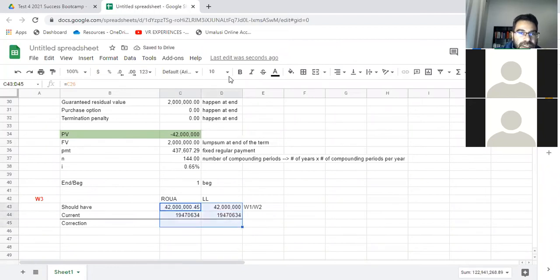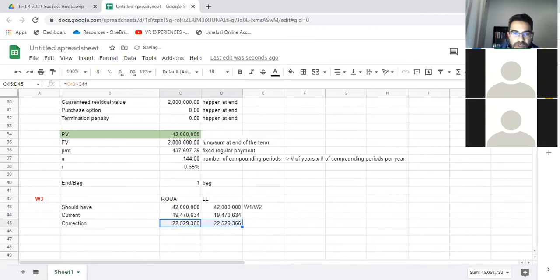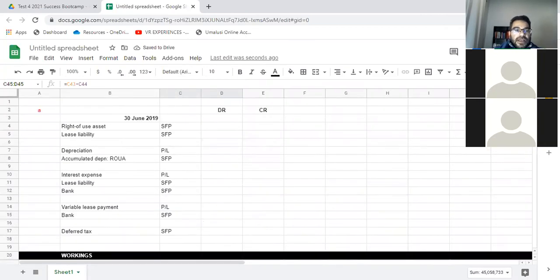So the adjustment is going to be as follows. The correction must be that minus that. Okay. So the adjustment, right of use asset needs to increase because it should be 42. He had 19. So right of use asset is increasing. Right of use asset is an asset. So an asset is increasing, an asset increases on the debit side.